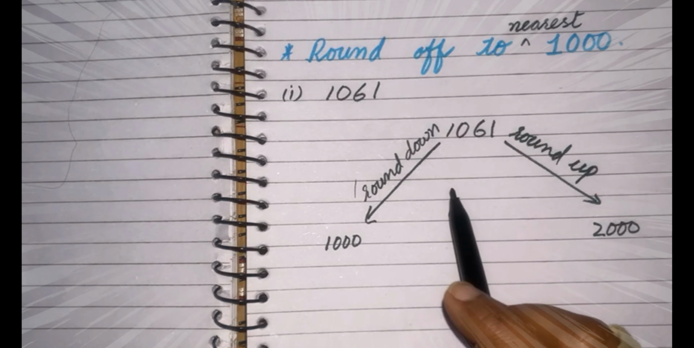To check its nearest 1000, we will check its hundreds place value, that is 0. Here again we will use the same rule. If the number is 5 or more than 5, then we round up to 1000. If we have a number which is less than 5, we move to round down. So here we have 0 which is less than 5, so we will round down to 1000. So our required result is 1000.